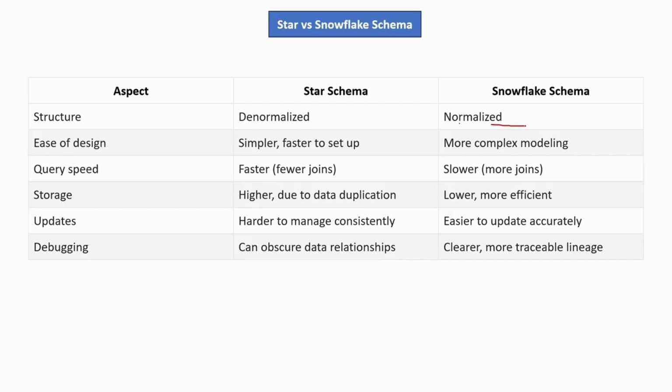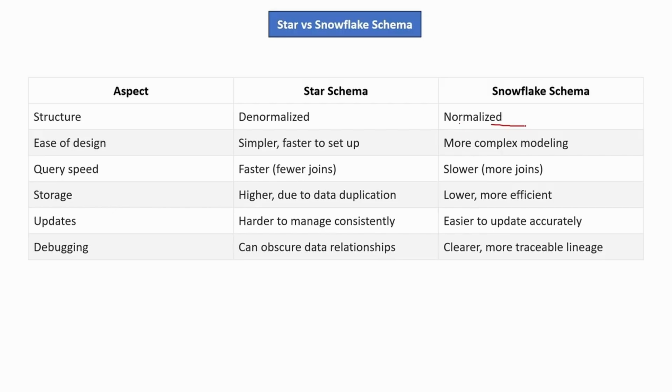Okay. And the last point is debugging. A star schema can obscure the data lineage since values are packed into a single table. So debugging is not going to be an easy task here. But Snowflake schema keeps the relationships very clear, and that makes it easier to track issues or audit the data. This clarity is crucial in industries with strict compliance or data governance needs, as you know, right? So that is pretty much about star schema and Snowflake schema.